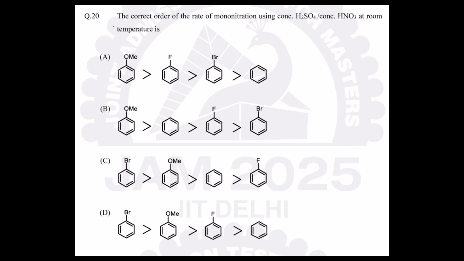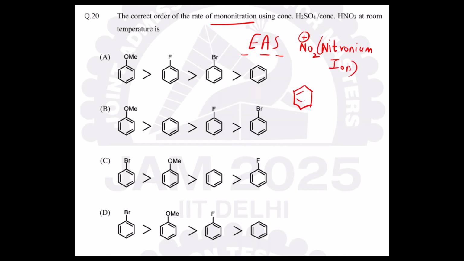Okay, coming on to the next question. The correct order for the rate of mononitration. So here we are talking about the rate of electrophilic aromatic substitution. What is the electrophile? Nitronium ion. In case of nitration, the electrophile is the nitronium ion, and the nucleophile is going to be the benzene ring. So the greater the electron density on the benzene ring, the more will be the rate of electrophilic aromatic substitution.